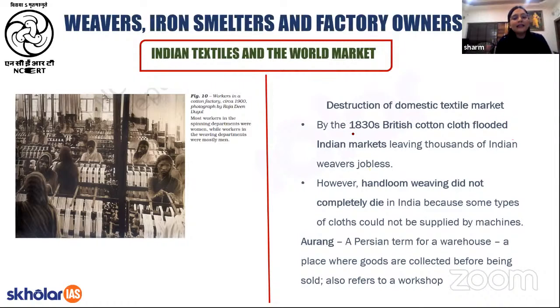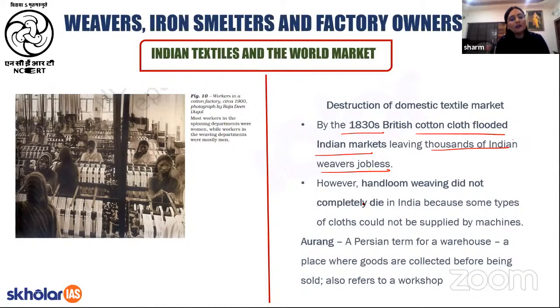Now, students, by the 1830s, the British cotton cloth had flooded the Indian markets, leaving thousands of Indian weavers jobless. As I've already told you, by the 1830s, 30-40 years of technological innovations have passed, because of which the production in England is superior, the cloth is cheap, and that is why they are flooding the entire domestic market of India with their cheap cloth, which is more affordable even for the Indian population, and that is why people are abandoning their own domestic cloth and buying the English cloth. So this was one of the reasons for the downfall of the domestic textile market in our country.